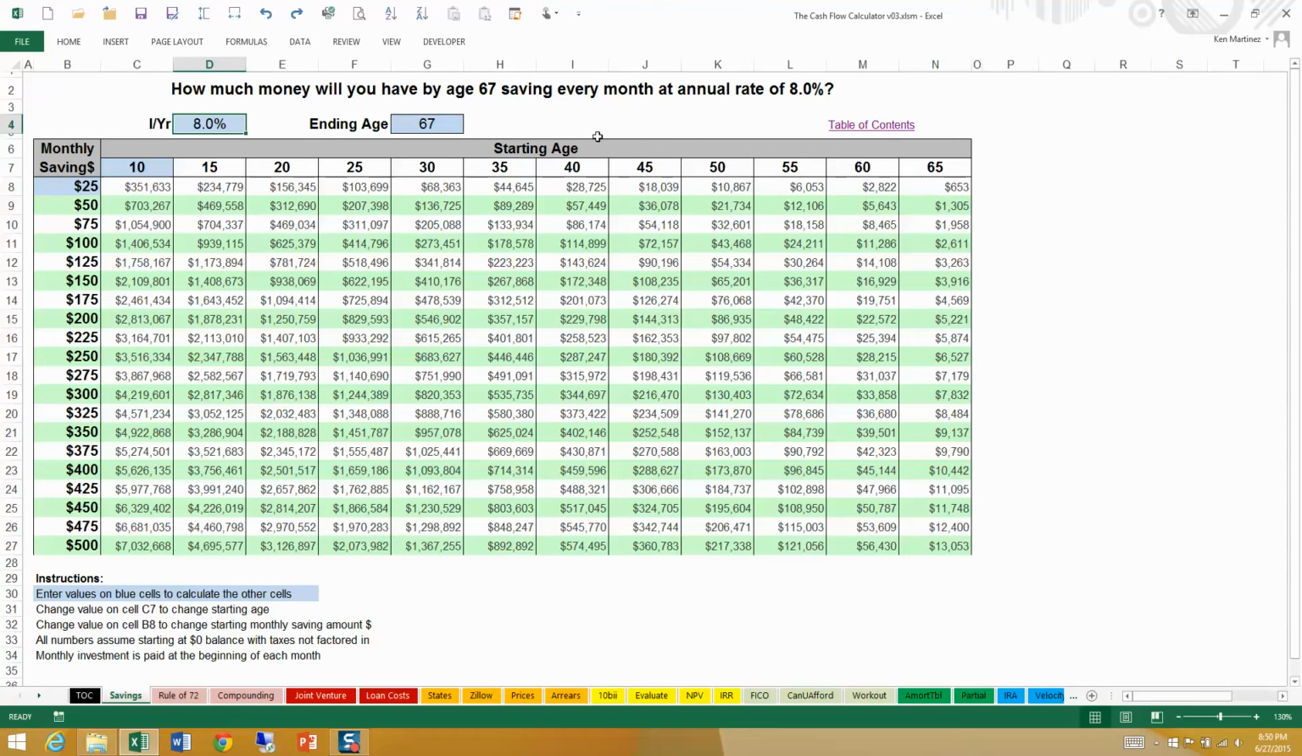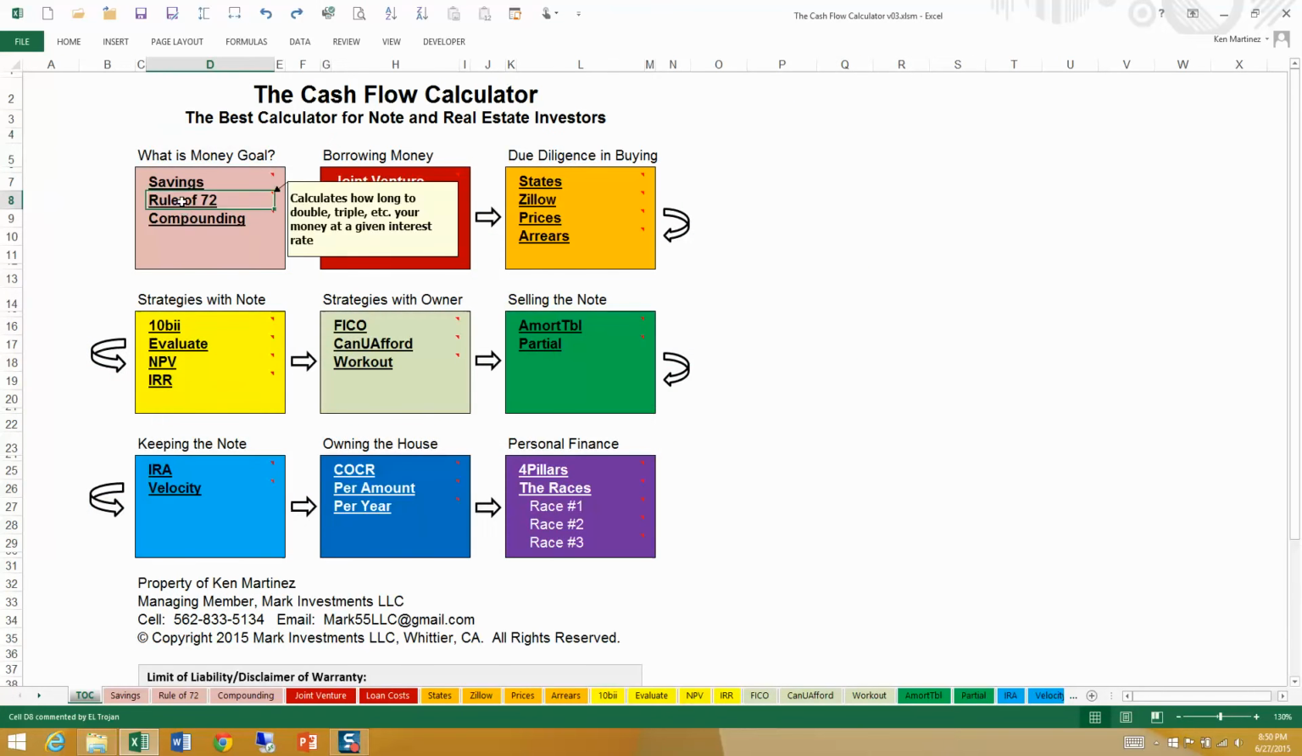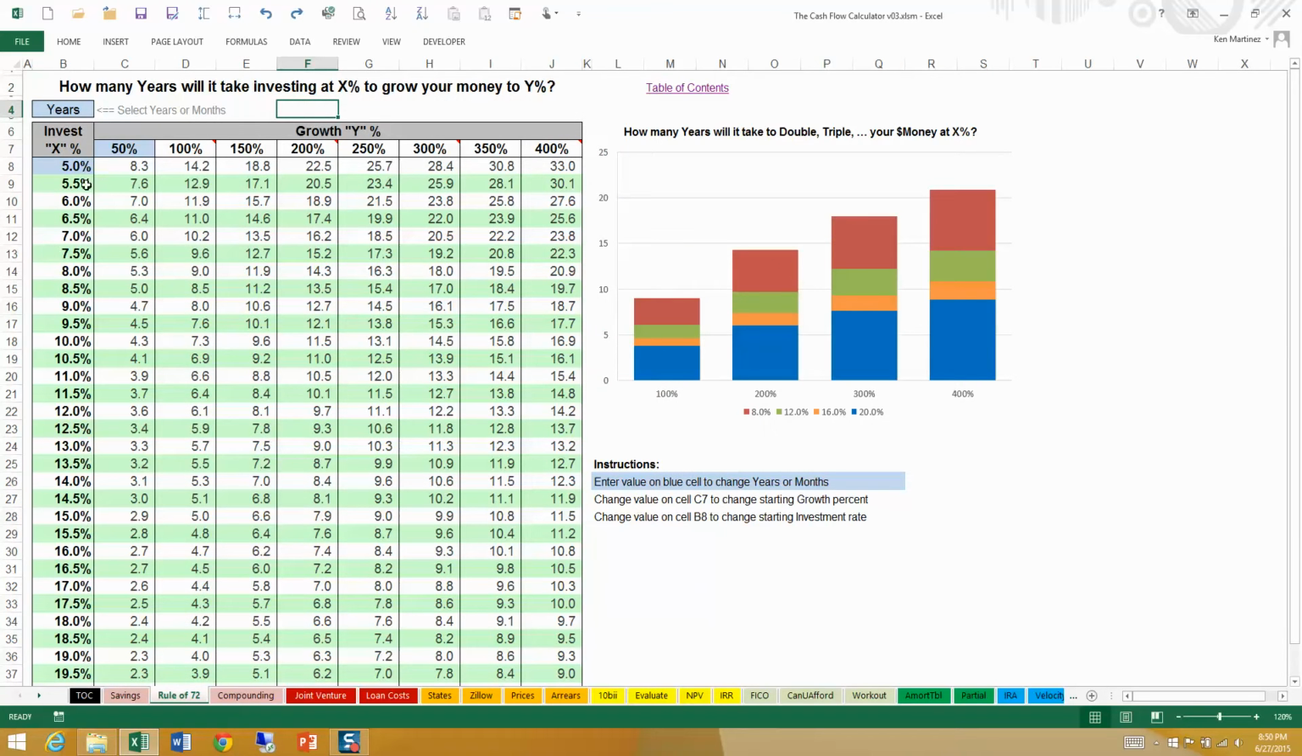This one just calculates how much money you'll have starting at a certain age and ending at another age. The rule of 72, how long will it take you investing at this percent to grow to this percent? So it's actually more comprehensive than the rule of 72, which is doubling, but maybe you just want to know 200% return or 213%. You can do that. This will automatically do the calculations for you.